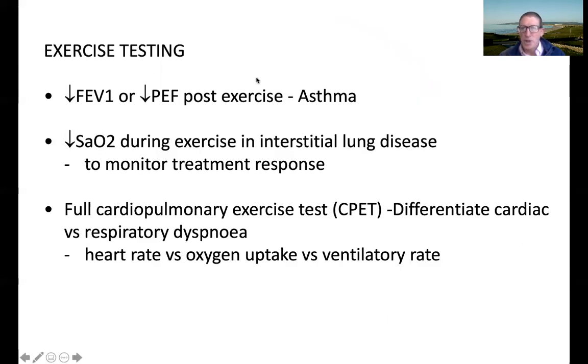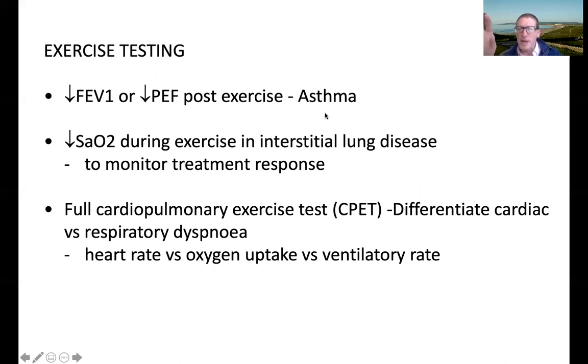Exercise testing is useful, especially for athletes, to see if they've got a component of exercise-induced asthma, like all the cyclists who don't have exercise-induced asthma, who are still taking beta agonists because they think it'll improve their performance, God knows why. So, for example, Bradley Wiggins was using salbutamol, and Chris Froome for that matter as well. This is where we're looking for a fall in FEV1 or peak flow after exercise.